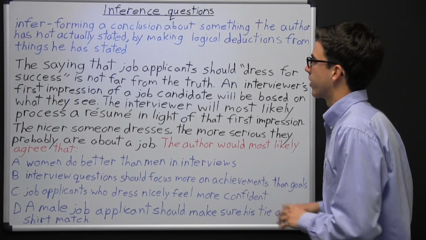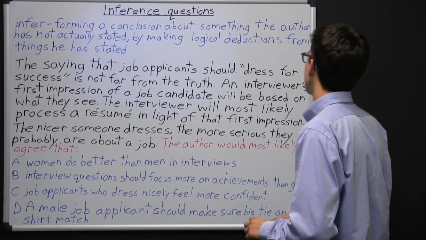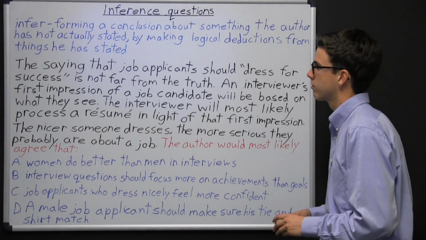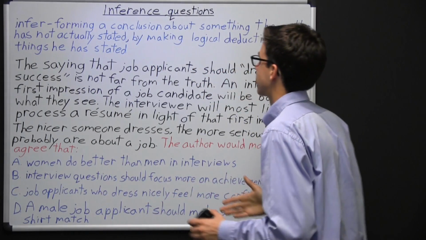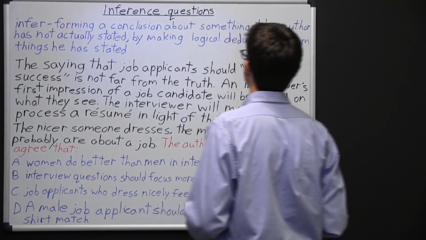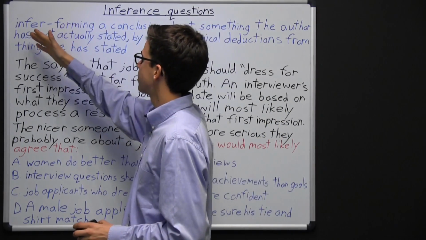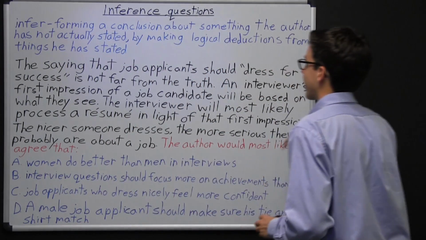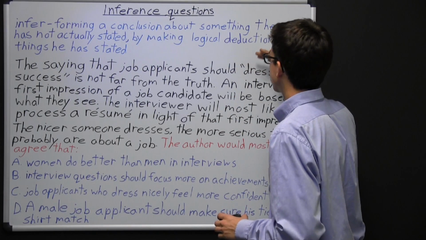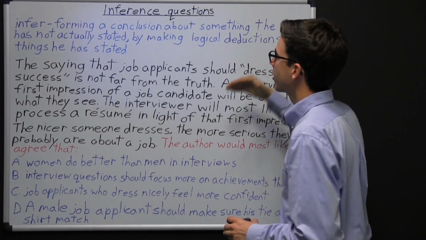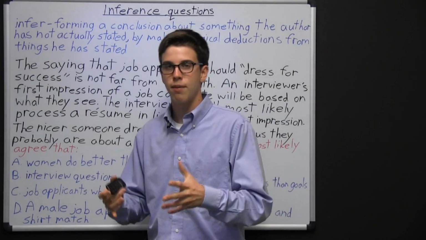When someone infers something, it means they form a conclusion about something the author has not actually stated by making logical deductions from things he has stated. So, if you were to just read the first part of this definition, you might think that an inference is a guess, because the first part of this definition says forming a conclusion about something the author has not actually stated. So, while that is what an inference is, you also base an inference on things the author has stated. So it's not just something that you're making up. You're basing it on logical reasoning, or you're coming to this conclusion from logical deductions. Basically, you're reading in between the lines.